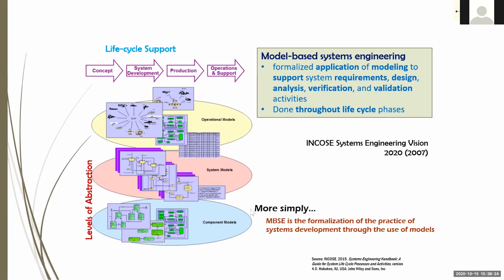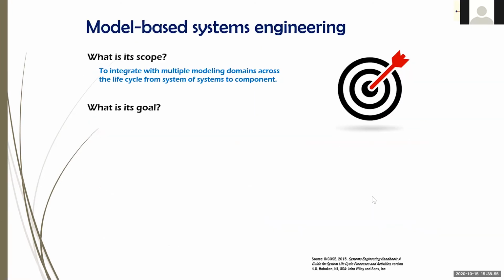Now, the definition on the top, more simply, we can understand it like this. Model-based system engineering is the formalization of the practice of system development through the use of models. So we want to make sure that we are following a system engineering process, and we are going to support that process by using different models, okay?